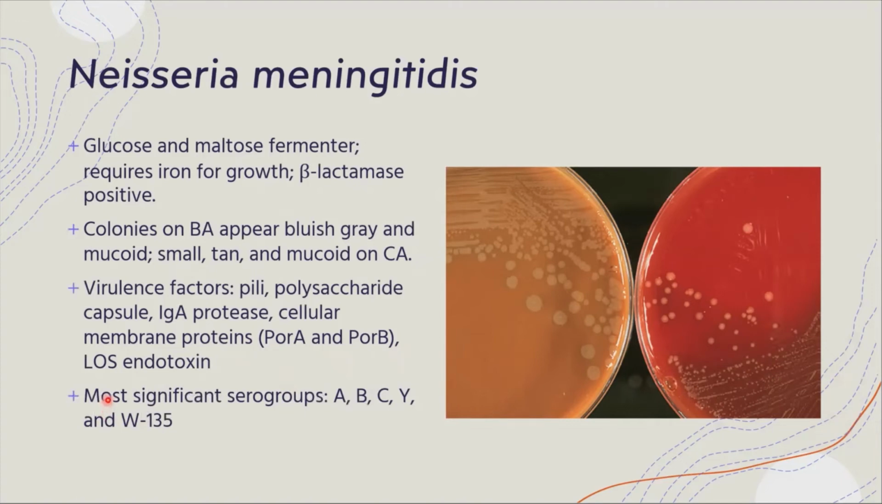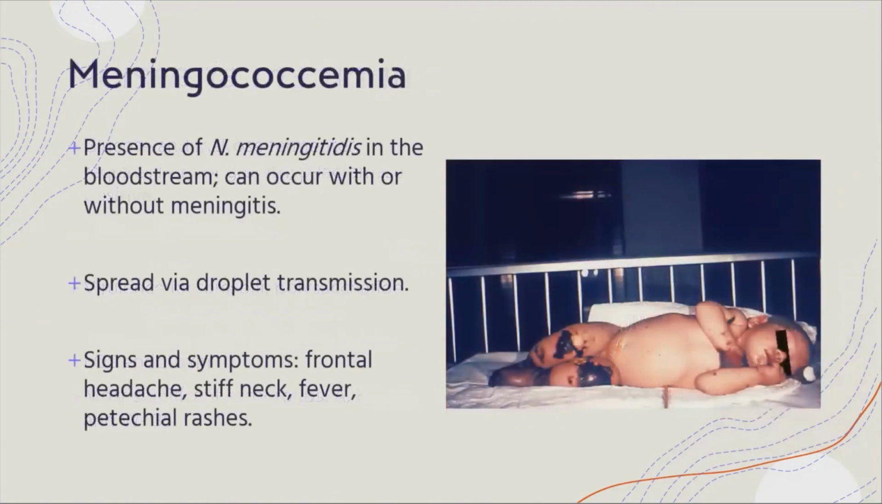Ang Neisseria meningitidis class, meron tayong total na 12 serogroups, but the most significant serogroups are A, B, C, Y, and W135. Now, isa sa mga pinaka-malalang sakit na kinukuha ni Neisseria meningitidis, of course, is yung meningococcemia. So, meningococcemia is defined as the presence of Neisseria meningitidis in the bloodstream and can occur with or without meningitis. Kasi ang pinaka parang associated disease talaga ni Neisseria meningitidis ay yung meningococcemia and meningitis.